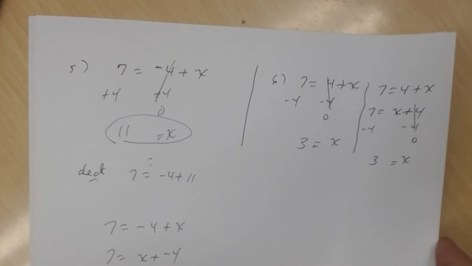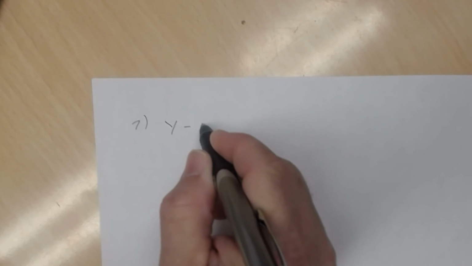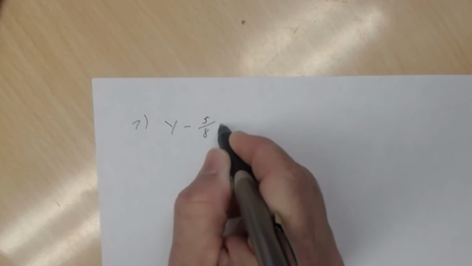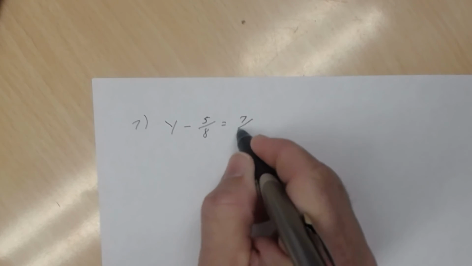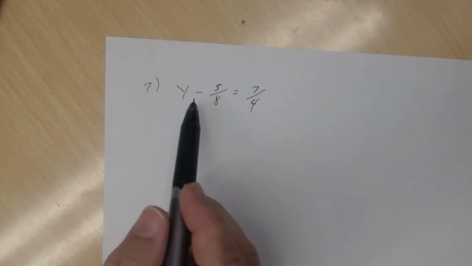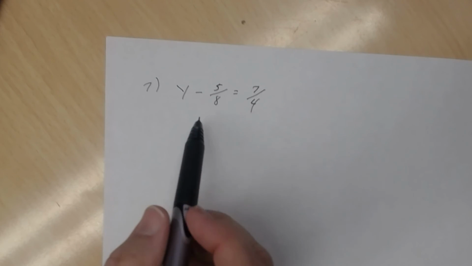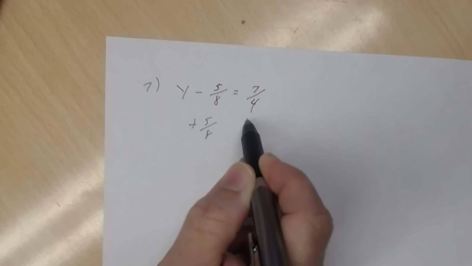Now let's do one with a fraction. All right, this would be number 7. Suppose we had y minus 5/8 equals 7/4. So y minus 5/8 equals 7/4. Okay, so just like we did in the previous lesson, right now I'm subtracting 5/8. The opposite is to add 5/8. So I'm adding 5/8 to both sides.